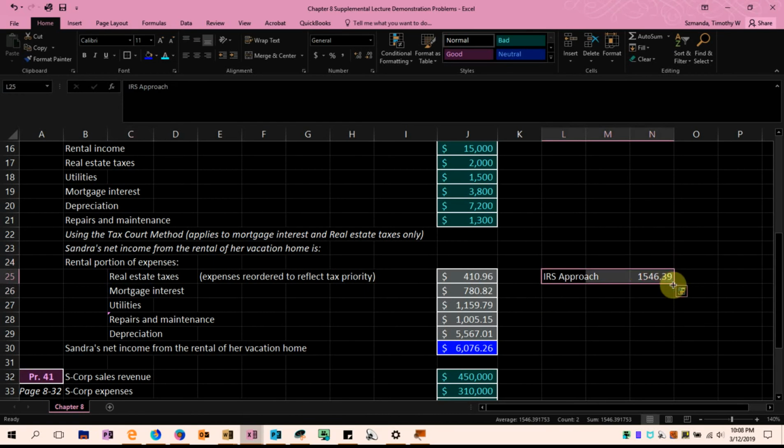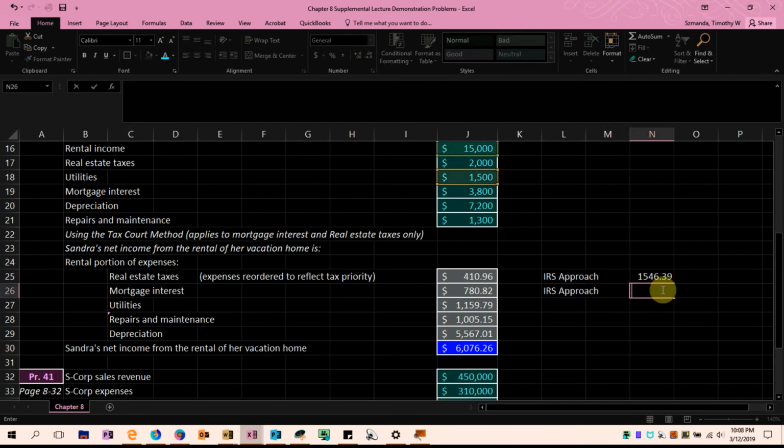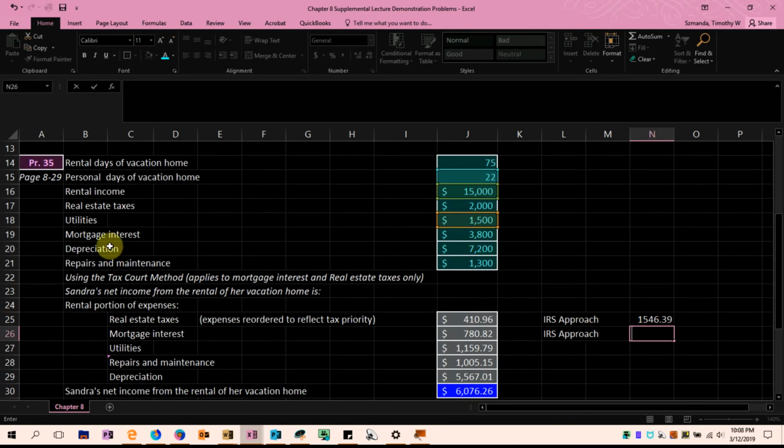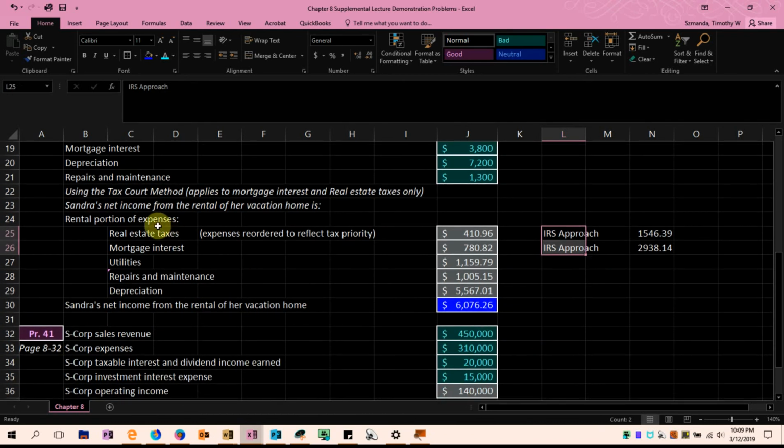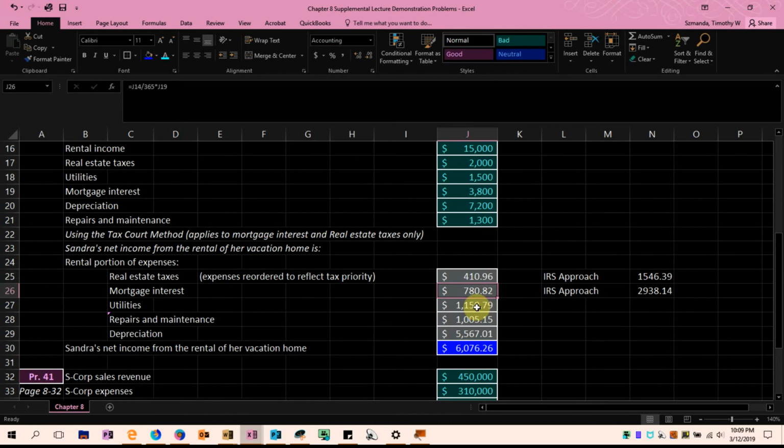So just for comparison purposes, if I were to bring this down and do the exact same approach for the mortgage, I would take the mortgage cost of $3,800 and multiply that times, again, this is the IRS approach, 75 divided by the quantity 75 plus 22, and that's the allocation of the $3,800 using the IRS approach. Now, the problem asks, as we said, for the tax court approach. So in this case, I'll just write here so we know that we're not using the IRS approach.